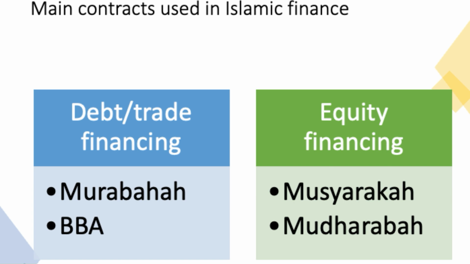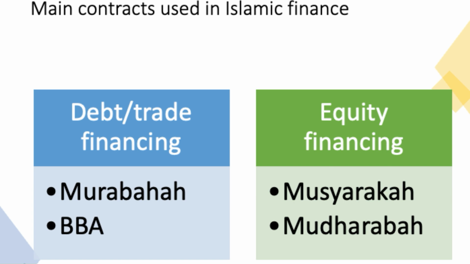Sometimes murabahah and bai bithaman ajil are also called trade financing, because murabahah and bai bithaman ajil are trade contracts, sales and purchase. That's where they get the name here, debt/trade financing. Another thing about trade or debt financing contracts: usually you will find the applications of these contracts in the practice of consumer banking.